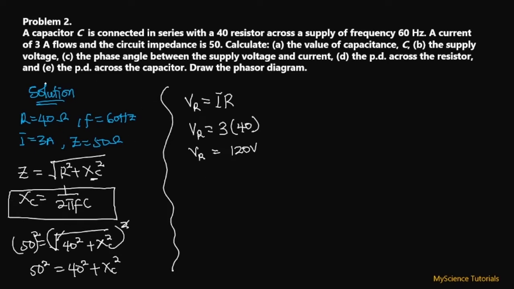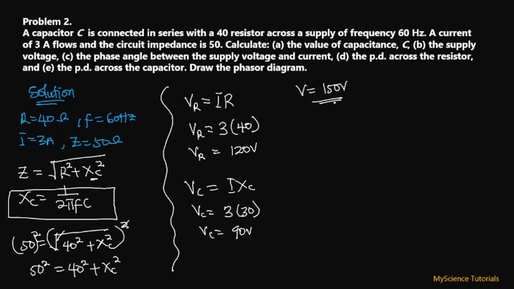Now let's look at the potential difference across the capacitor, VC. VC is given as I multiplied by XC. So VC is equal to 3, which is our current, multiplied by our XC, which we found earlier to be 30. So 3 multiplied by 30 will give us 90 volts as our capacitive voltage. Now, we found earlier that our applied voltage, V, for the entire circuit was 150 volts.